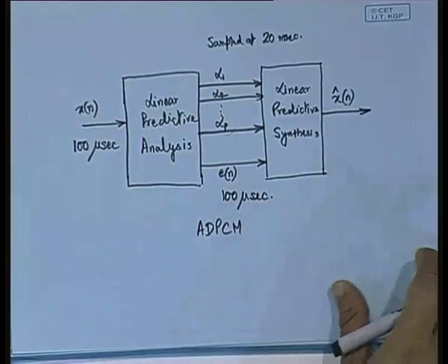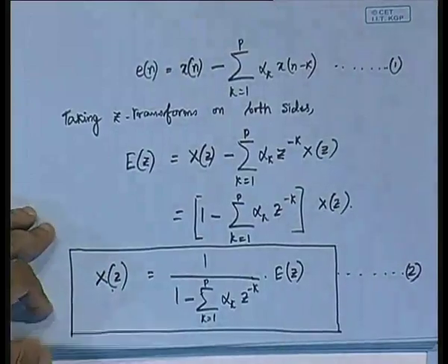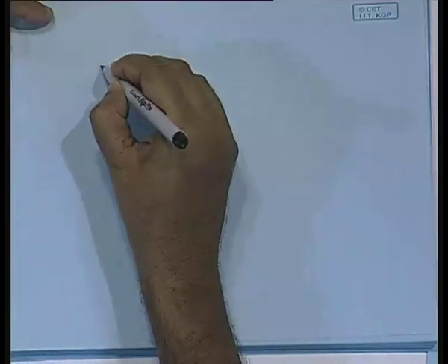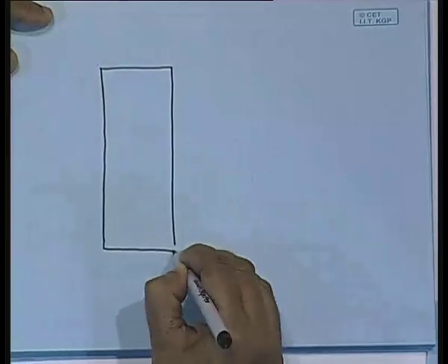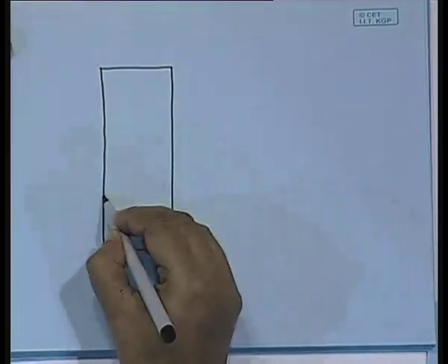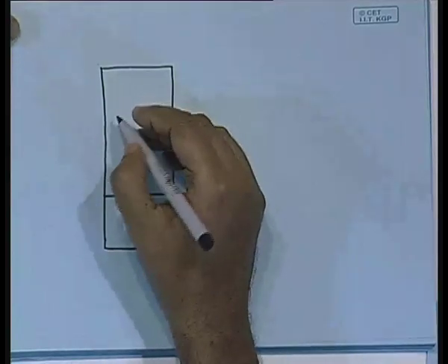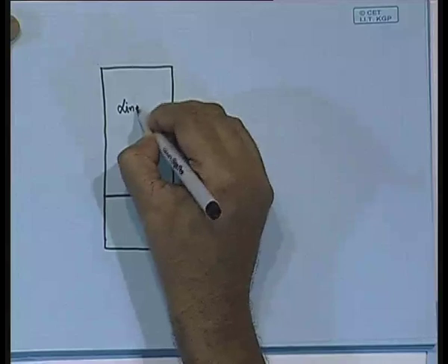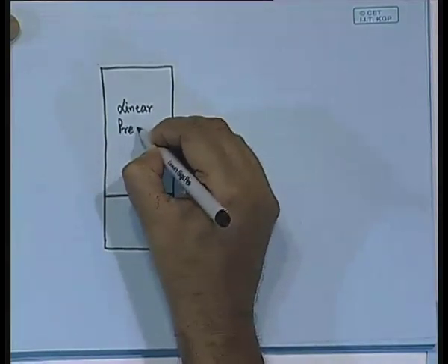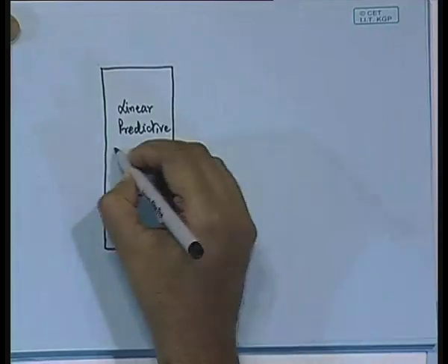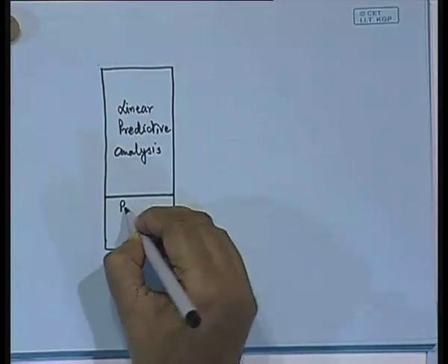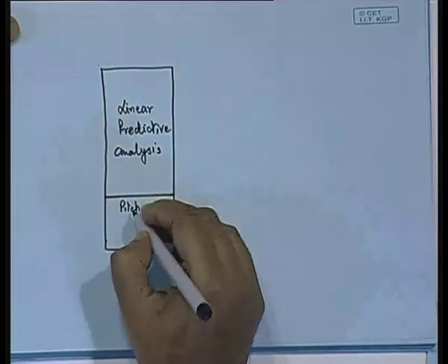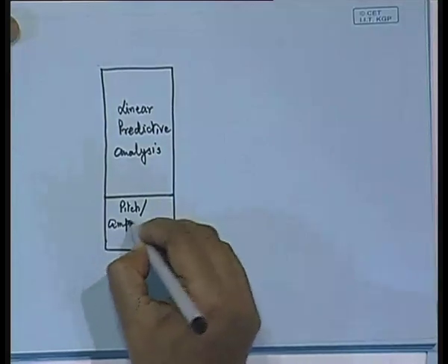So what will be the block diagram model for this? That should be something like this. So now this is a block that we draw, and we separate this block into two parts, all right. One is the linear predictive analysis, and below that we have another sub block which we call the pitch and amplitude detector.